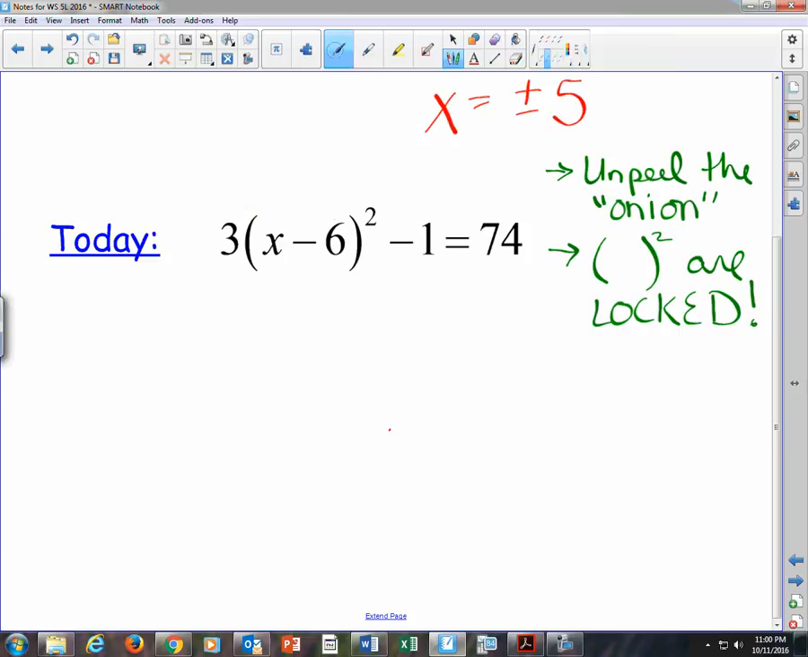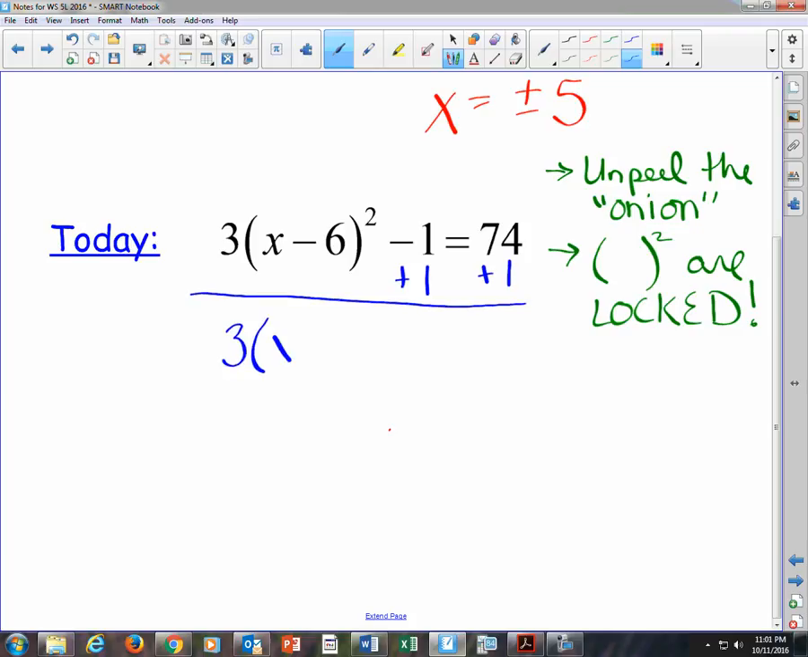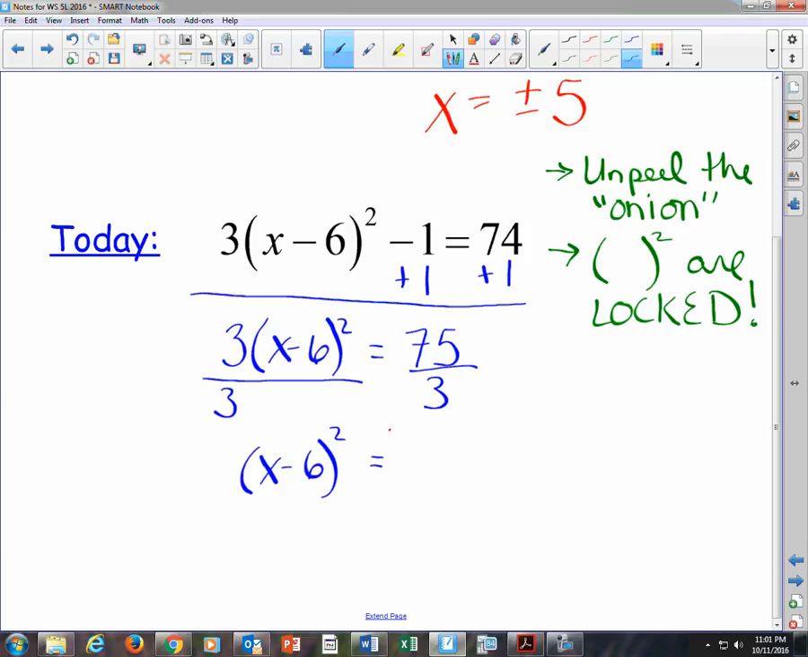If we need to unpeel this onion, we have to pull the outer layer first. The layer that's most outer, I would say, is this one. Add that 1 over, you're going to get 3 times x minus 6 squared is equal to 75. Now, I have another layer, which is this 3 here. I'm going to go ahead and divide that to the other side, divide it out of both sides, and I will get x minus 6 squared is equal to 25. And now I can unlock my parentheses with a radical.